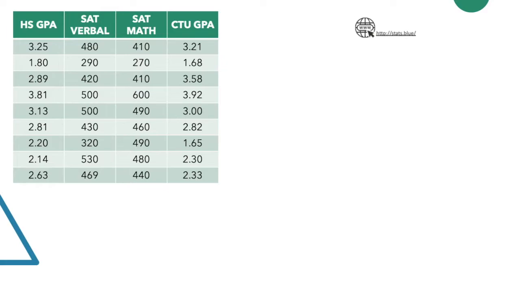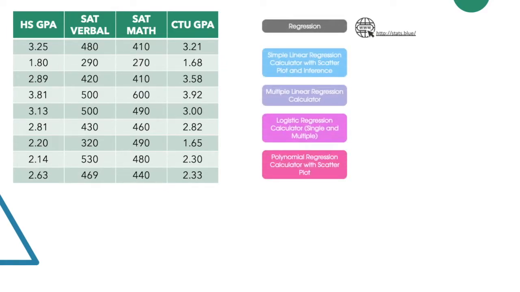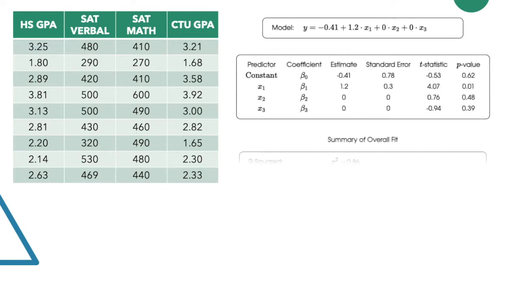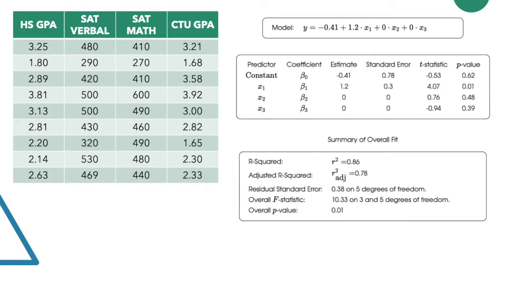Last time I showed you stats.blue to do multiple regression analysis, and that's what we're going to do. I plugged all this into the linear regression calculator, and it came out with this output. With a quick glance, let's look at the summary and see the goodness of fit. We've got an R squared of 0.86. Okay, that's good. 0.38 is the standard error, not bad. And an overall p-value of 0.01. So with those numbers, we know that something significant is going on.